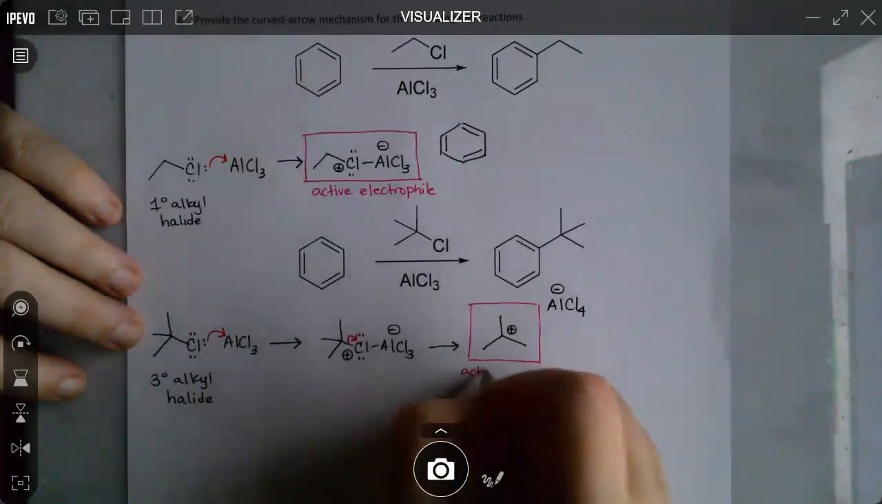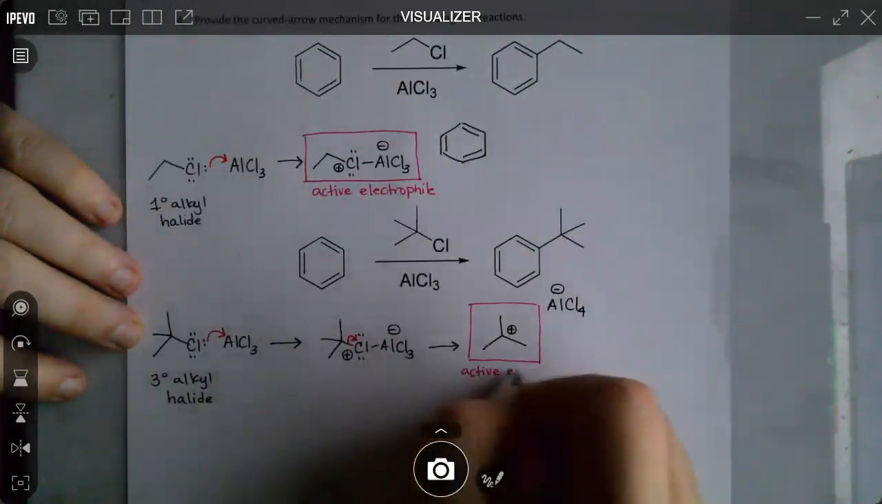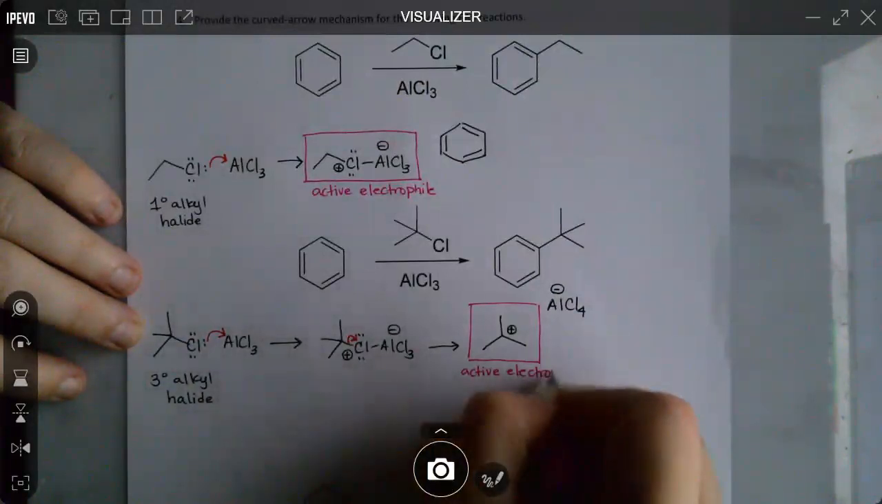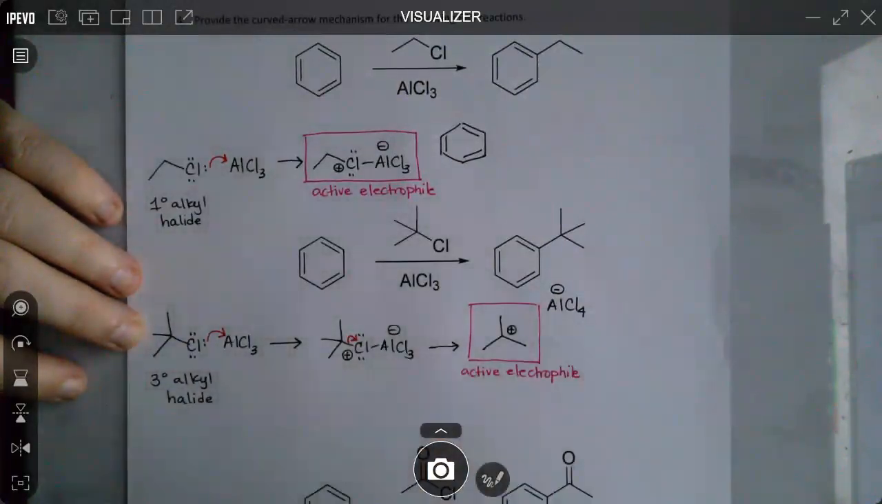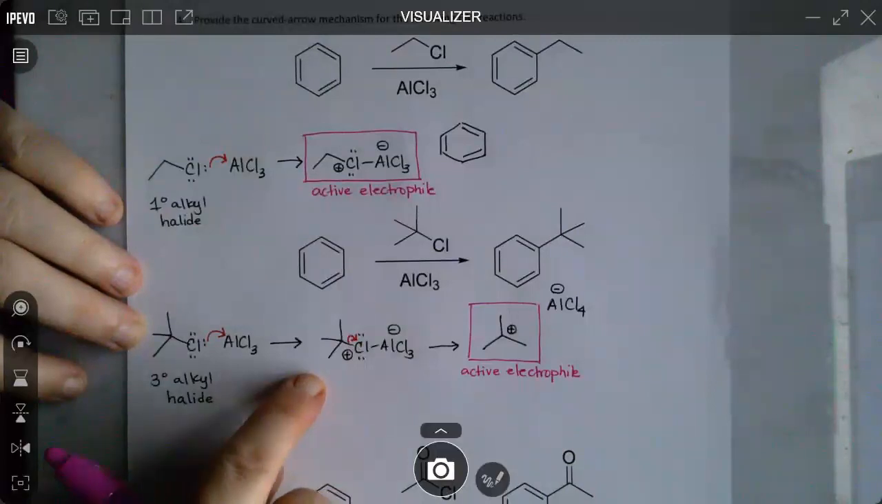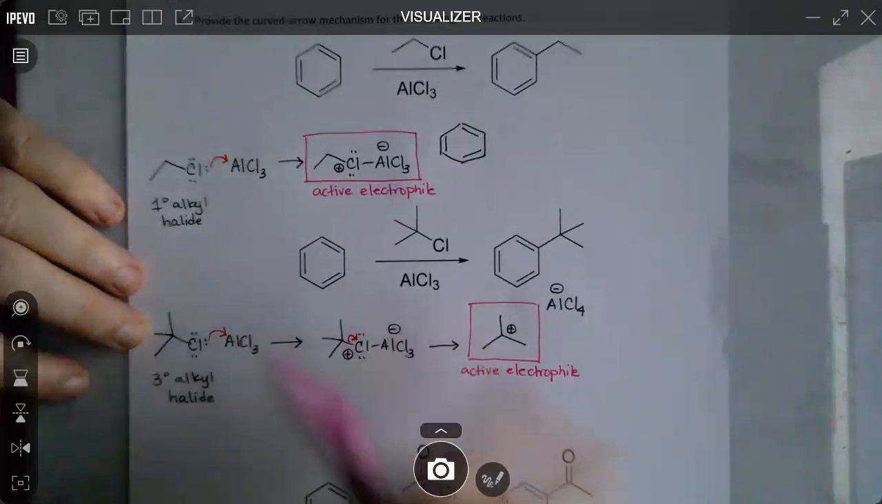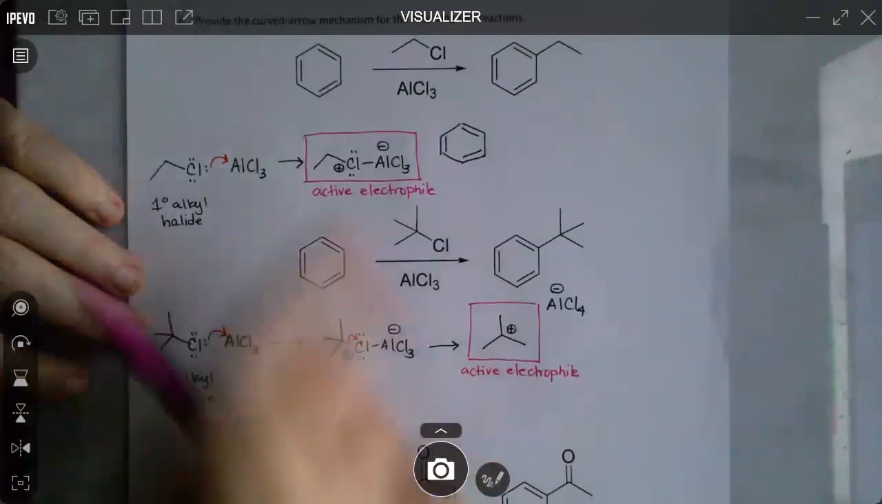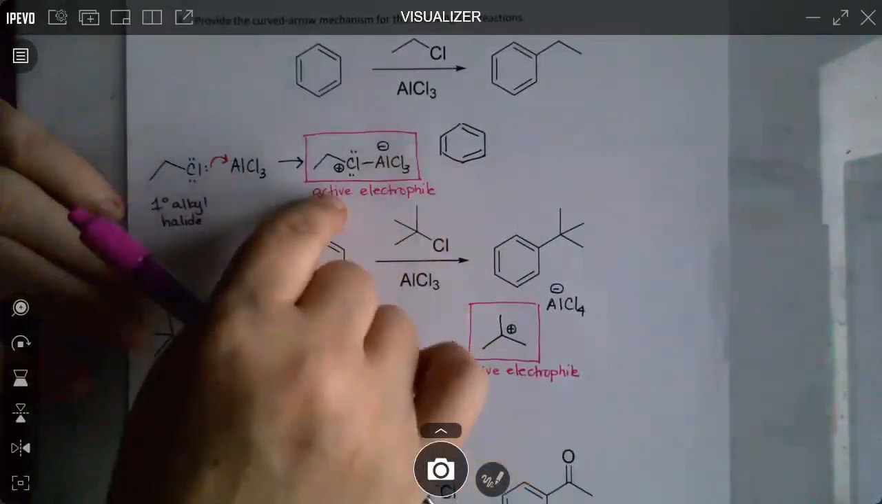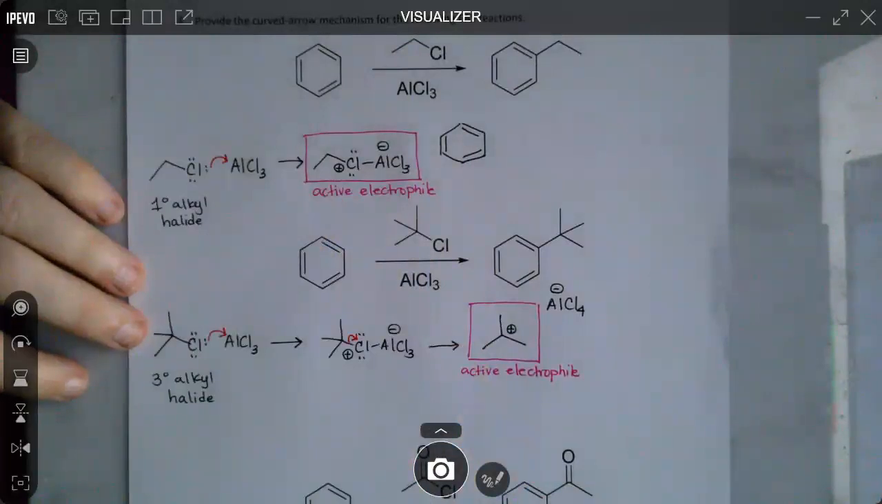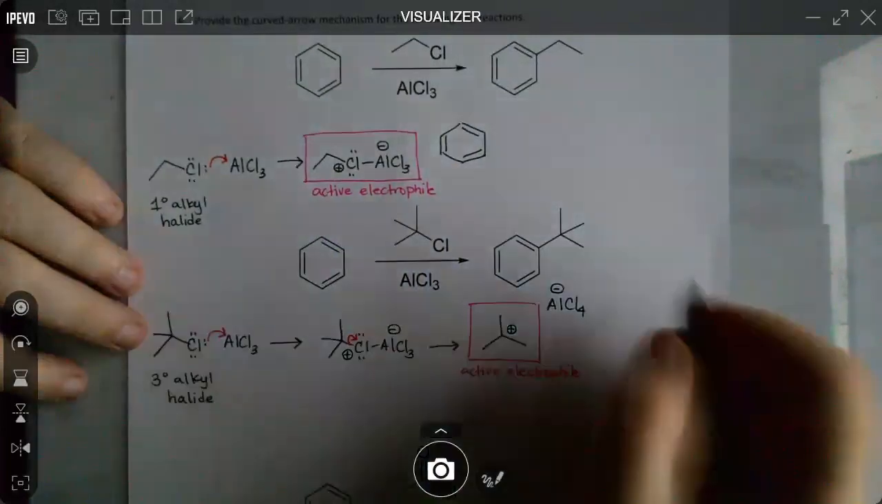So it's sort of like the difference between an SN1 and an SN2 reaction. With a tertiary substrate, it will undergo SN1, so we'll have loss of a leaving group before the nucleophilic attack. Here we're going to do the nucleophilic attack and the loss of the leaving group in the same step, like an SN2 reaction. So that's the difference.